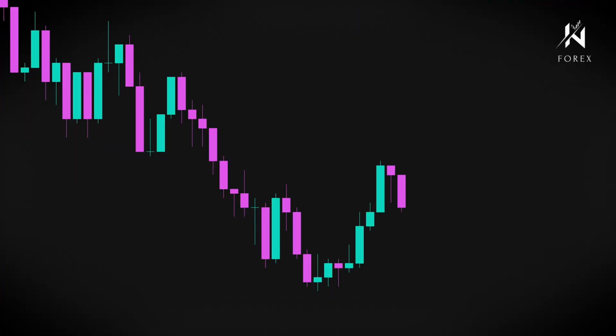On the 1 minute, you can clearly see a change of character, CHoCH, right where that large wick formed on M15. That wick itself is our signal. It shows liquidity was taken. And now price is shifting direction.